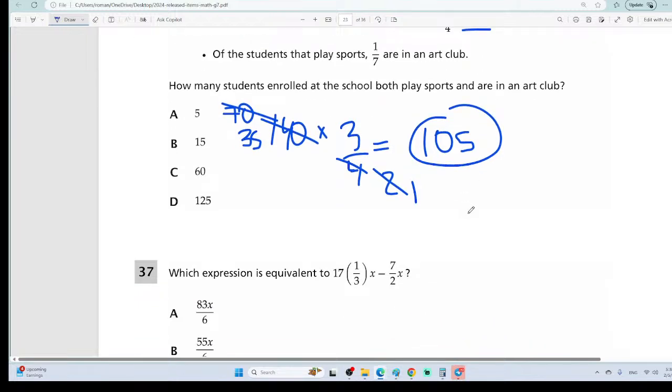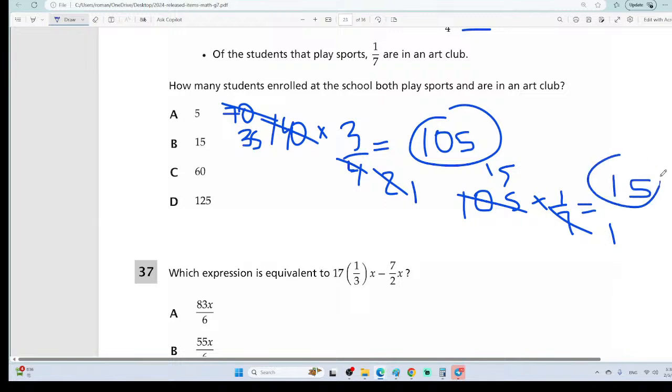So let's find what is 1/7 of 105, 105 times 1/7. So it's going to be boom, boom, 1 and 15. 105 divided by 7 is 15. 15 times 1 is 15. 15 is the answer. Because we just found 1/7 of those who play sports, those 15 people also do art. That's why the answer is B.